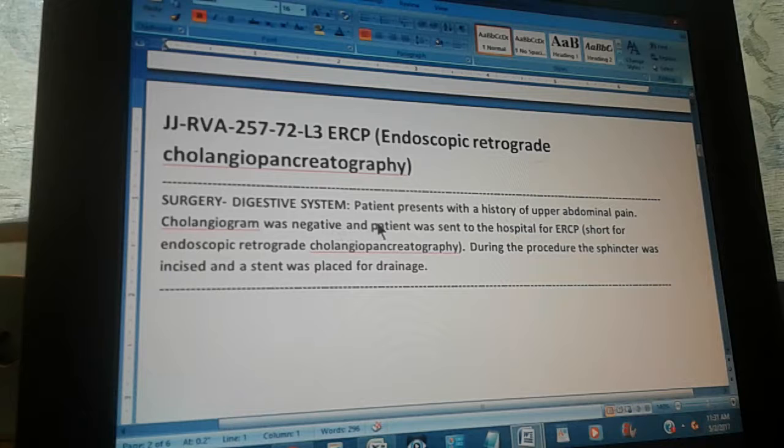Now, the whole problem reads like this. Surgery, digestive system. Patient presents with a history of upper abdominal pain. Cholangiogram was negative and patient was sent to the hospital for ERCP, short for endoscopic retrograde cholangiopancreatography. During the procedure, the sphincter was incised and a stent was placed for drainage. Okay, that is the procedure. Now we're going to count to 3, so you can pause the video and give us the CPT code for this procedure.